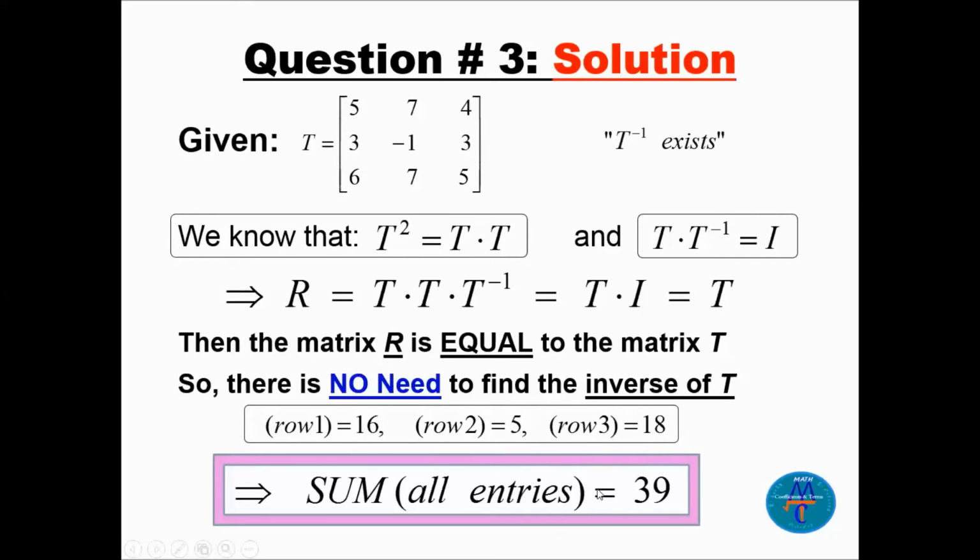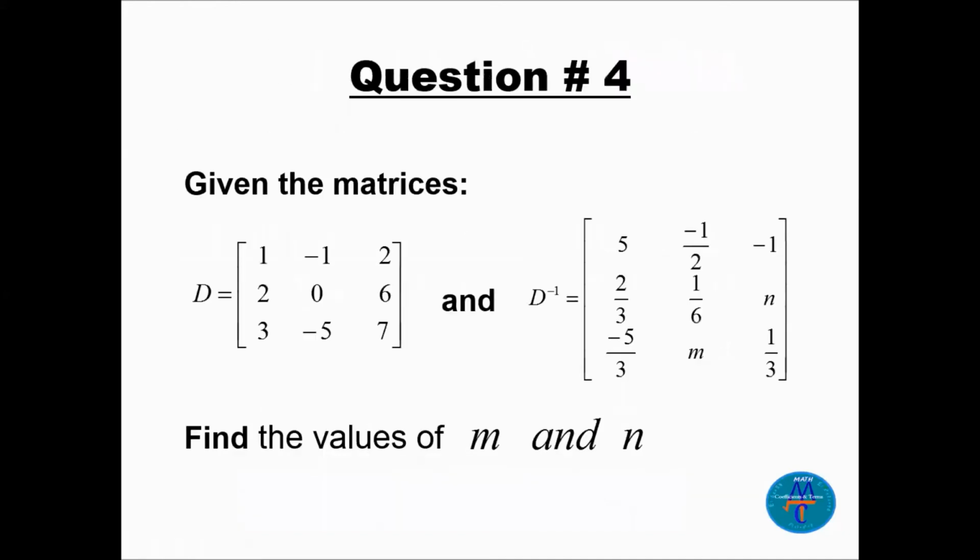Just to make it easy by looking, this is the way I do it. So the answer is 39. Because T is R, I sum all the elements, or the entries, of the matrix T. Let's go to question number 4. Also, there is a little trick here.